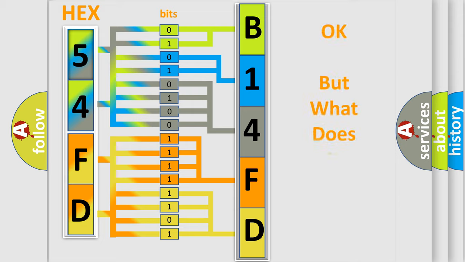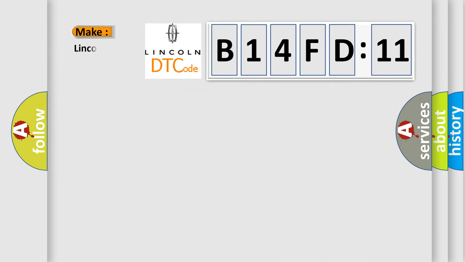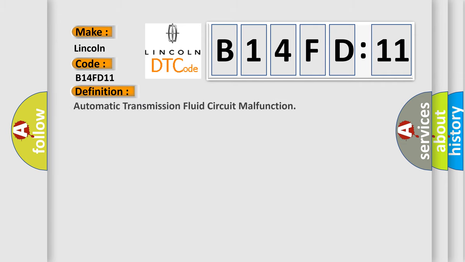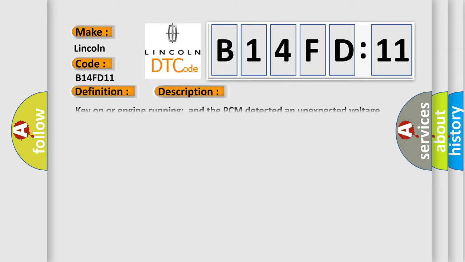The number itself does not make sense to us if we cannot assign information to what it actually expresses. So, what does the diagnostic trouble code B14FD11 interpret specifically for Lincoln car manufacturers? The basic definition is automatic transmission fluid circuit malfunction. And now this is a short description of this DTC code.